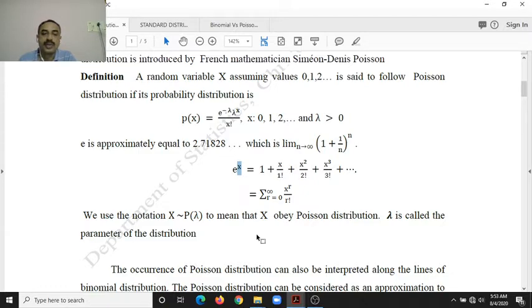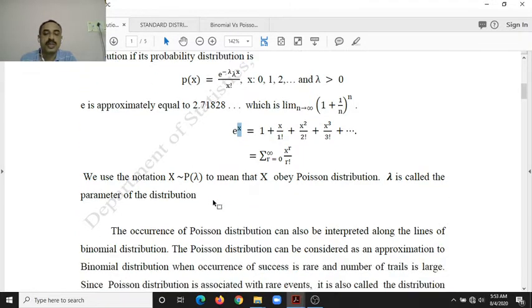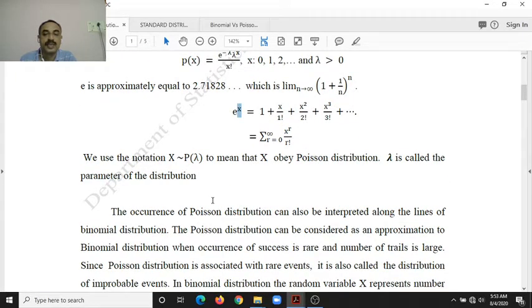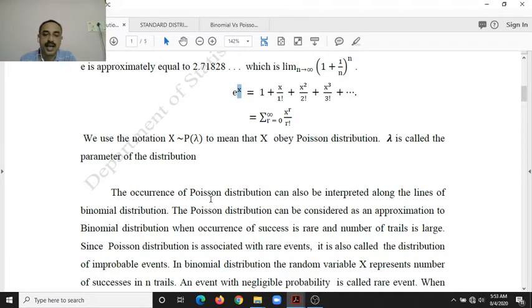Now we can also consider this Poisson distribution along the lines of binomial distribution. We found that in binomial distribution, x represents the number of successes in n trials. You can see that when the number of trials is very large and the probability of success is very small, the number of successes can be approximated using Poisson distribution. That means if n is very large, then the Poisson distribution is associated with the occurrences of rare events. A rare event is an event where the probability of occurrence is very negligible.